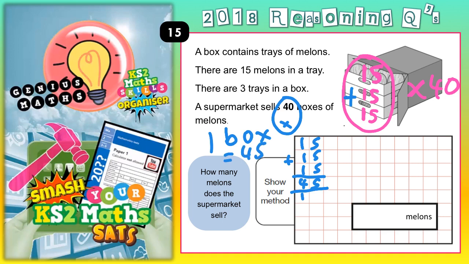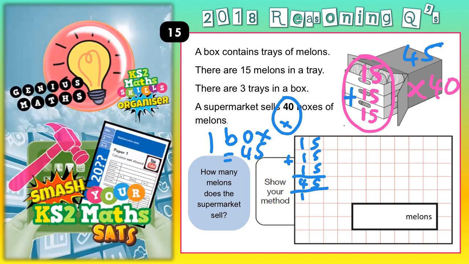You could have also done 15 times 3. 15 times 3 would also get you 45 melons. But that's just one box. We need 40 of these. So we need 45 times 40.